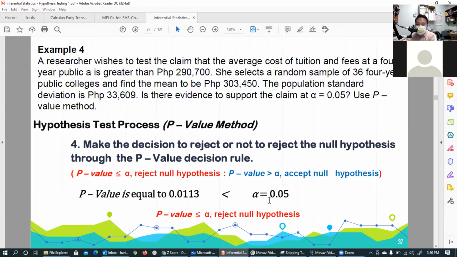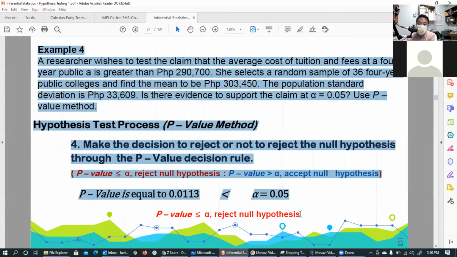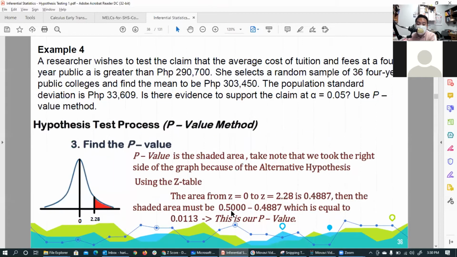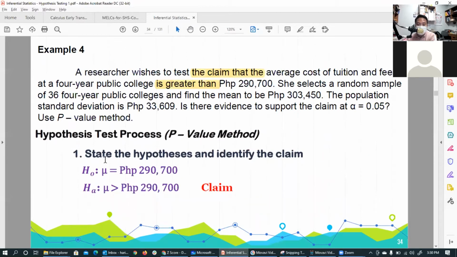Now step 4: we compare our p-value to our alpha. Our p-value is 0.0113 and our alpha is 0.05. It's clear, guys, that 0.0113 is less than the alpha. So we follow this decision grid here. If p-value is less than or equal to alpha, then reject the null hypothesis. Reject null hypothesis, and then you write your conclusion based on your step 1.